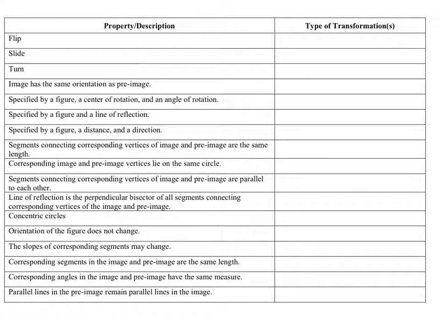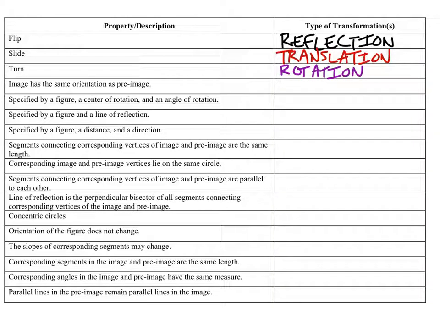To flip is a reflection. And to slide, this one's still a translation though. Then we got some turnage, which sounds to me like it would be a rotation. Then, the image has the same orientation as the preimage. That usually only happens with translations.